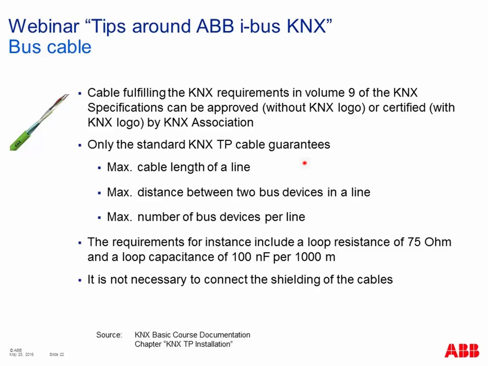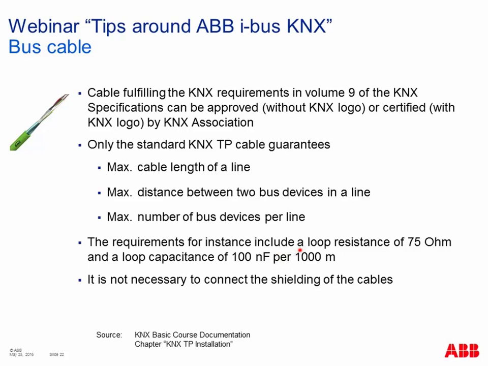because we have maximum cable length in one line to observe. We have a maximum distance between two bus devices in a line, and also of course a maximum number of components per line. And a bus cable, it's a copper cable in principle, which has to do with resistance and also with capacity.